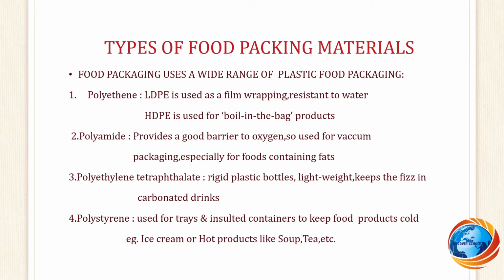Polyethylene terephthalate is used for rigid plastic bottles, lightweight, keeps the fizz in carbonated drinks. Polystyrene is used for trays and insulated containers to keep food products cold, for example, ice cream, or hot products like soup, tea, etc.